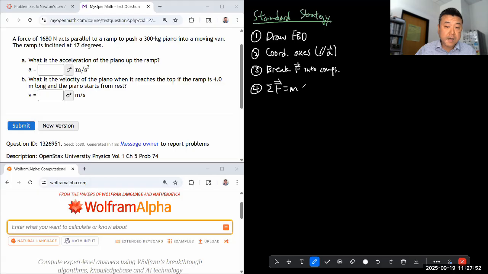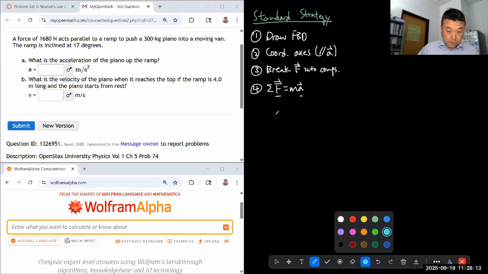And so I'm writing this as a vector equation. For two-dimensional questions like this one, you need one equation per each axis. So I'll be writing down two equations, one for x, one for y. It's possible that I don't need the equation for y direction, but let me just go through the whole standard strategy from beginning to the end. So let's just start with the free body diagram.